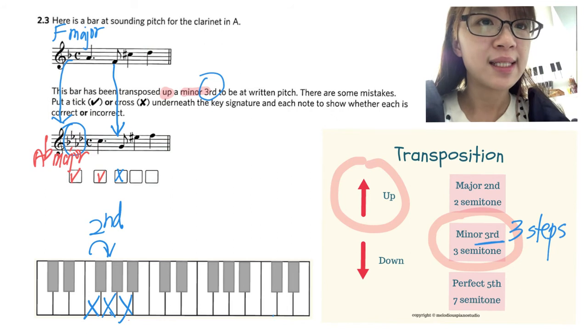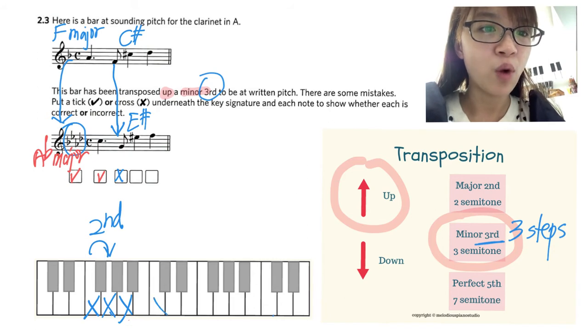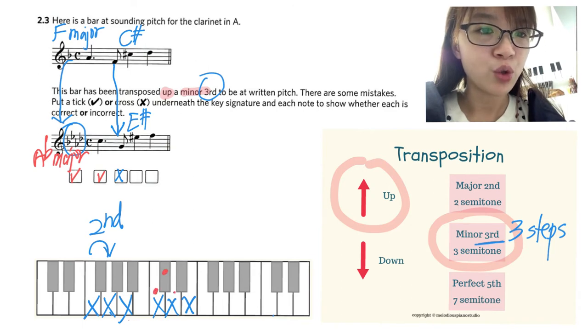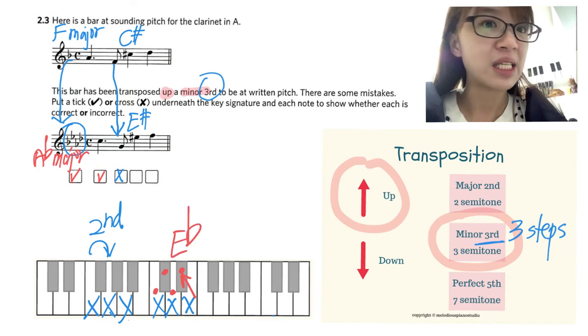Next one, C sharp to E sharp. We have the C note here. 1, 2, 3, then you count 3 semitones: 0, 1, 2, 3. Stop. It gives you E. You have to name this as E because the third note is E. You name it E flat, but not E sharp. It's not correct.